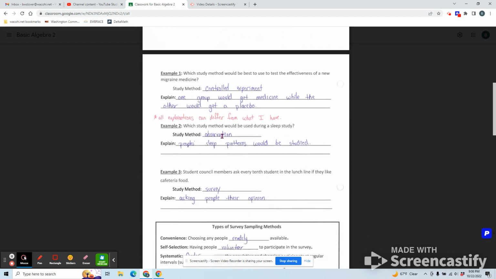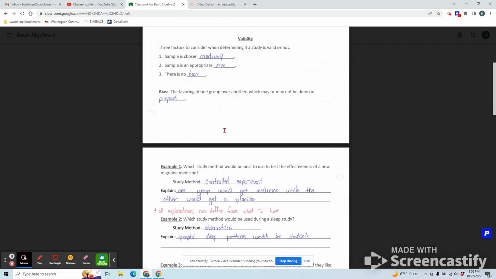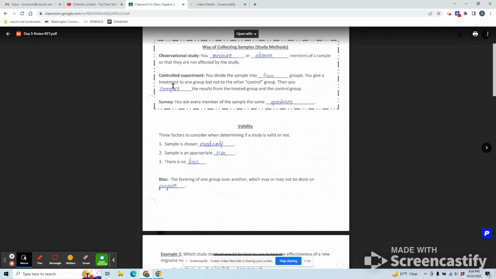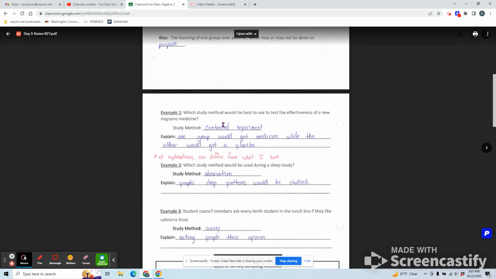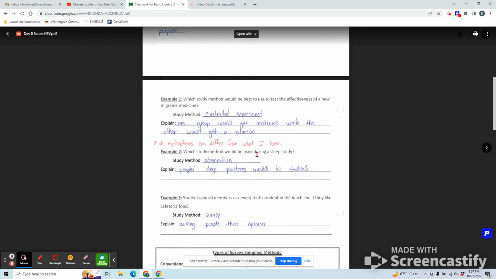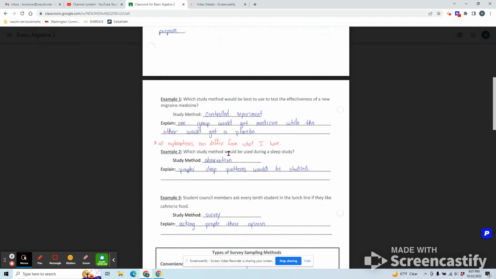So these are just different options for us to practice what study method we're going to use, whether it's an observational, a controlled, or a survey. You can read through those and it's just asking, which one would work for a sleep study? Well, an observation would, right? Because the person is sleeping, they're not going to be able to answer a question. It can't be a controlled experiment. You're not having one person sleep and one person not, because you're trying to see what that one individual's sleep pattern is like. So the only one that works is an observation.